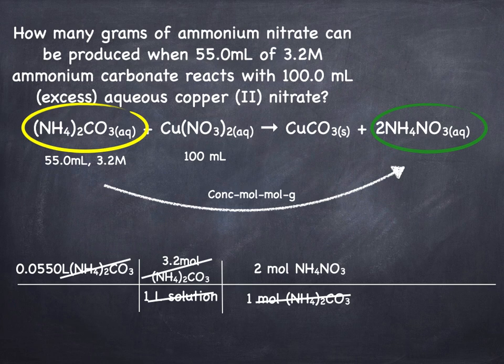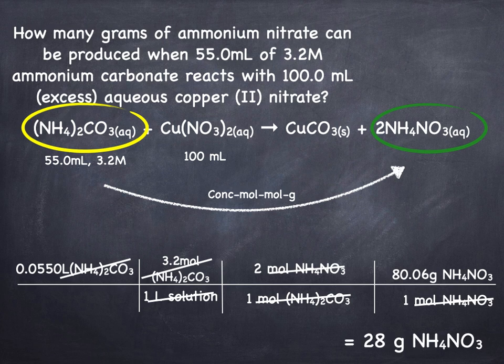And then our last step is to go from moles to grams. We're going to use that molar mass that we calculated at 80.06 grams of ammonium nitrate per mole. We're going to have the 1 mole on the bottom, and there the moles are going to cancel. And the units we have left are grams of ammonium nitrate. And of course, the problem starts with how many grams of ammonium nitrate can be produced. Multiply across the top, divide across the bottom. Make sure you're checking your sig digs and units in your final answer. And if you go ahead and do that, you should end up with 28 grams of ammonium nitrate.